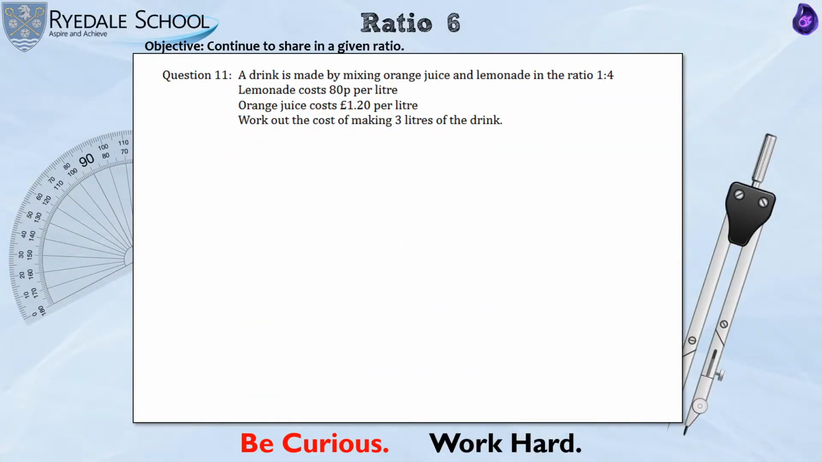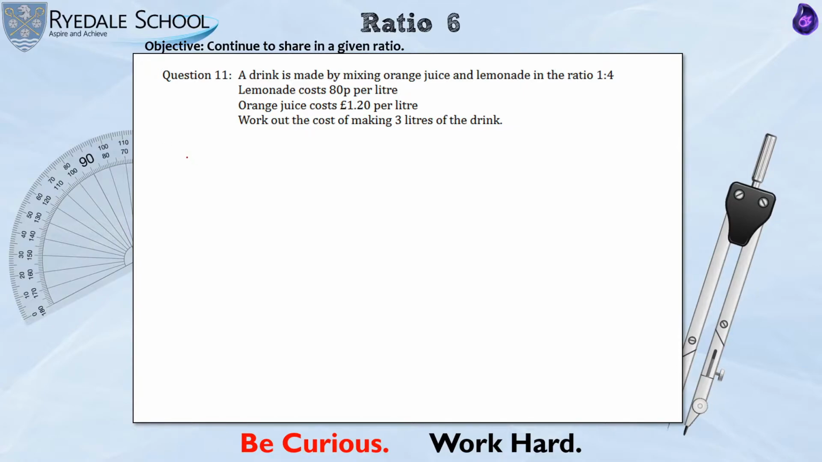So the first question I'm going to look at from the apply section is question 11, which is to do with the ratio and the cost of a drink. There's a few things going on that make this question a little bit more difficult. For starters, we are dealing with the litres of a drink, and 3 litres does not divide nicely into that ratio. We also have the issue of one of the monies being in pence and one being in pounds, so we need to resolve that problem as well.